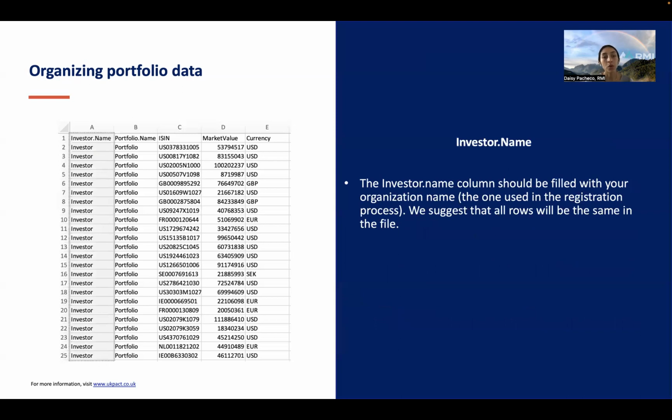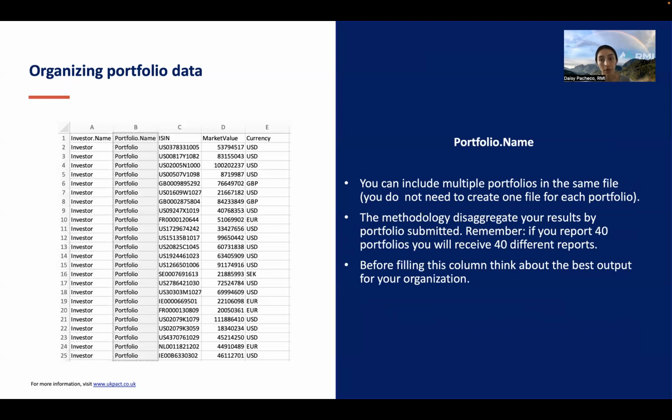So if we go through each one of these columns, you will have the first one, which is the investor name. This one should be filled with your organization name. For example, the one that you used for the registration. We suggest that all rows be the same in this file for the investor name column. If we go to the portfolio name column, you can include multiple portfolios in the same file. You don't need to create one file for each portfolio unless you want to, but there is no need for you to do it. The methodology disaggregates your results by portfolio submitted.